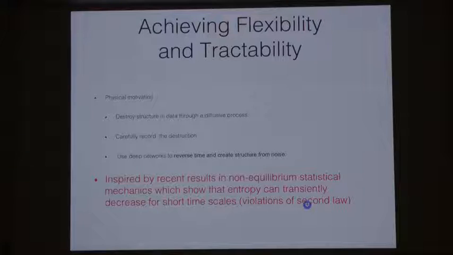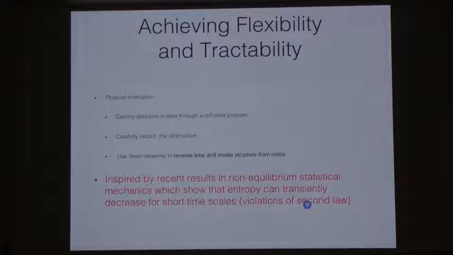So what's the idea? The essential idea was inspired by physics. The physical motivation is that data distributions are often complex and high-dimensional, and over high-dimensional spaces we don't have mathematical control over them. So let's just destroy the data and make it simpler. Let's destroy structure in data through a diffusive process, but carefully record that destruction of structure, like a movie. Then we'll use a deep neural network to reverse the flow of time and essentially create structure from noise. The destructive process destroys the structure in data to turn data into noise, and then deep neural networks reverse that flow of time.